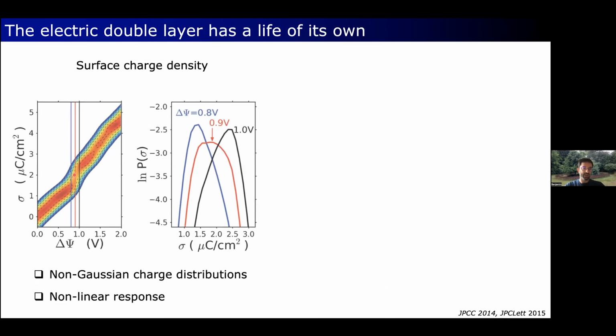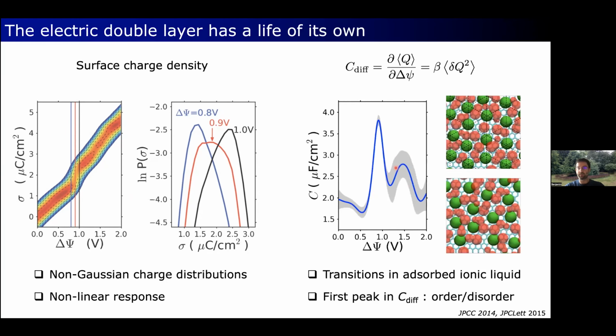You see that it's not linear anymore. The distribution, if you look at cuts for a given voltage, here are a few examples, they are not Gaussian anymore, and this non-Gaussian distribution is reflected in a nonlinear response of the charge. And if you look at the differential capacitance, which we compute using this fluctuation relation, then the differential capacitance evolves as a function of voltage, so in contrast to standard capacitors. And for example, this peak in the differential capacitance, we could associate with an order-disorder transition in the first adsorbed layer in the ionic liquid.